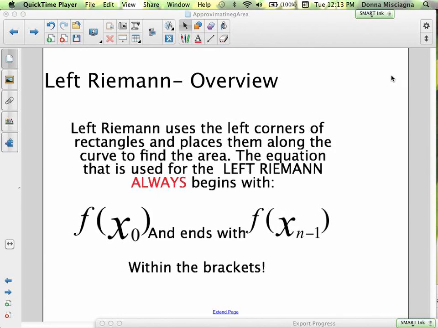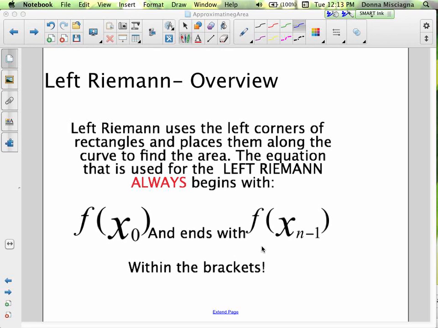Left Riemann sum. So instead of using the right hand side, the right corner, and the last value, we use the starting value, and we don't use the last value. So left Riemann sum uses the very first value, and it's going to stop one before the last value.